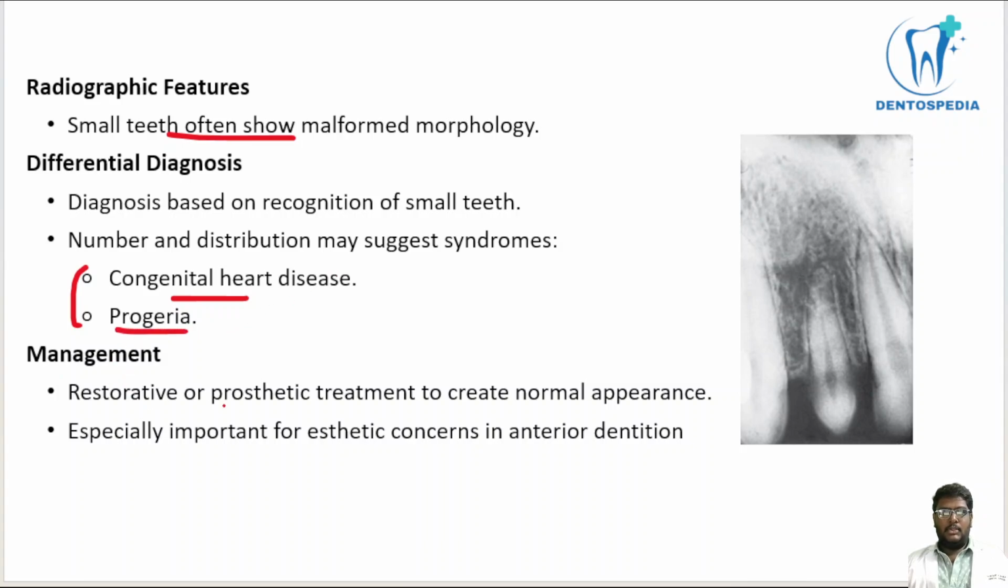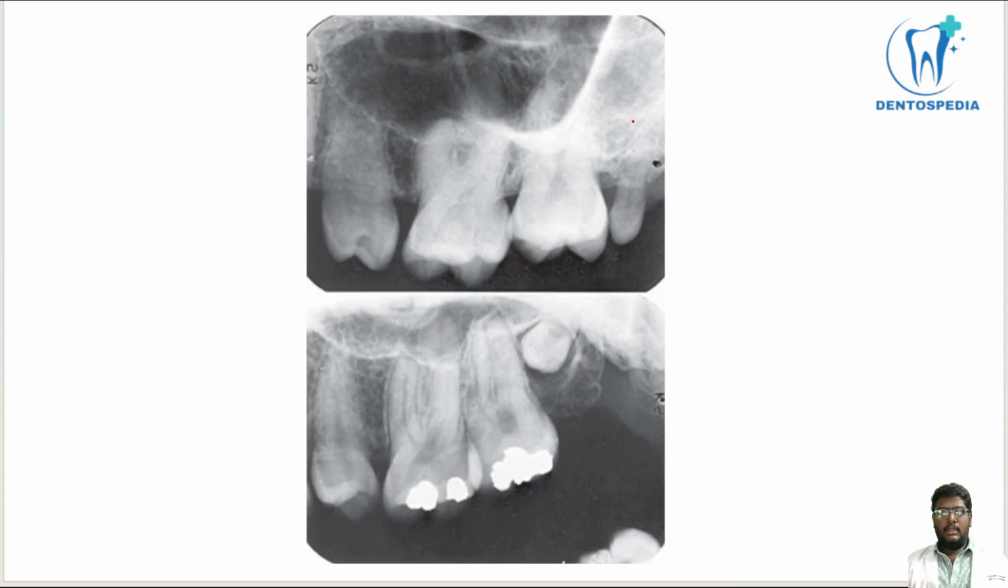And what is the management? Usually, no treatment is needed if the tooth is vital. Sometimes, because of aesthetic purposes, we can go for artificial crowns, or we can go for extraction and then go for implants. Okay. Here you can see the microdontic tooth, right?